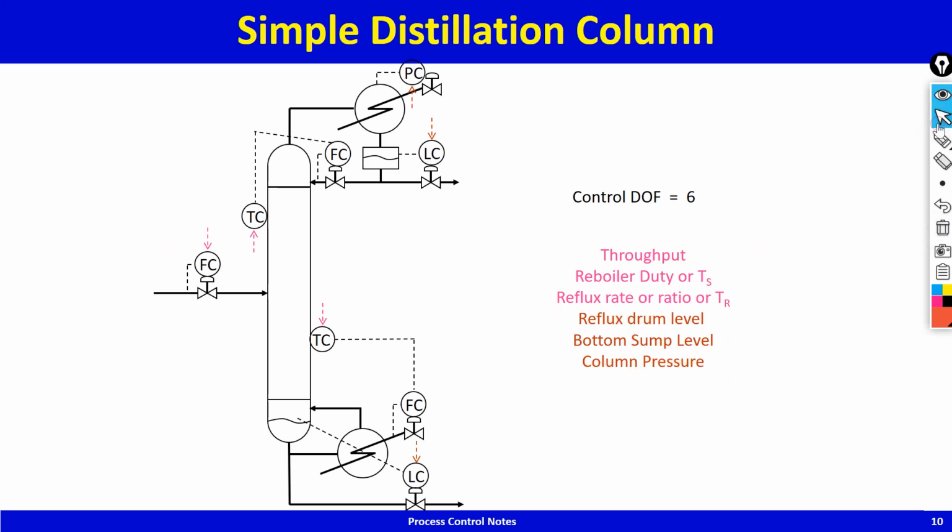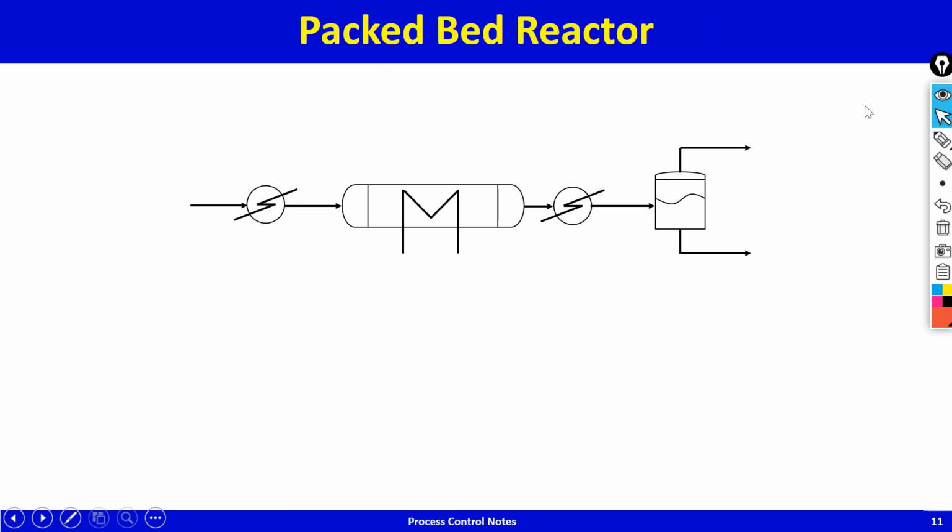Now we'll move on to the next unit, which I think is a plug flow reactor. We'll see. So you've got vapor coming in, heated to the packed bed reactor inlet temperature. Exothermic reaction happens in the packed bed reactor, and the packed bed reactor is cooled.